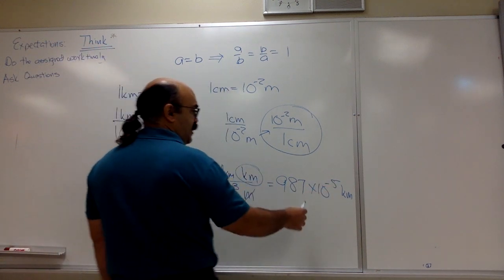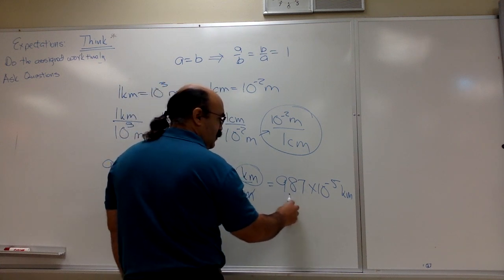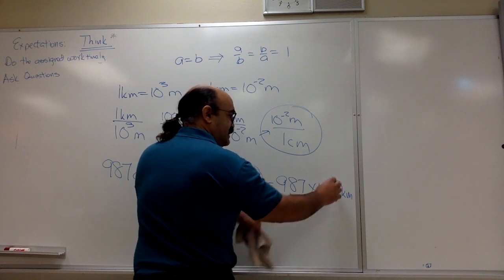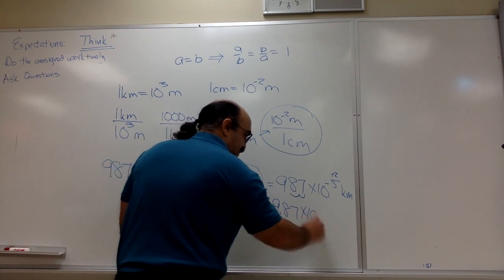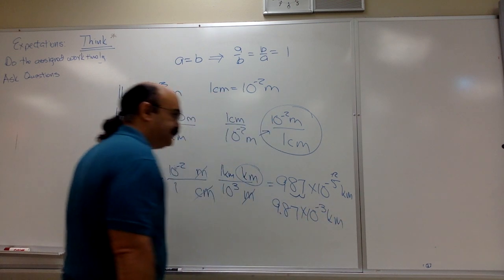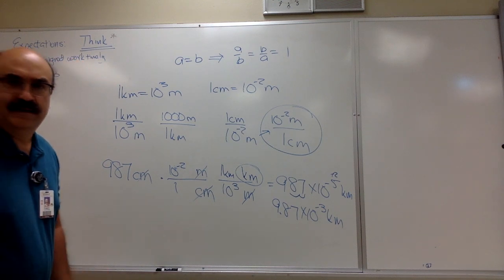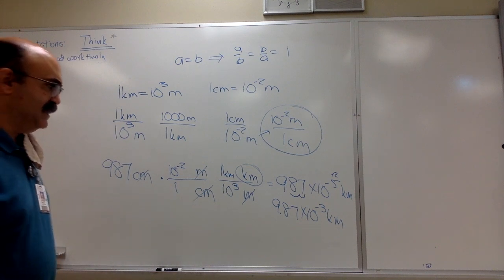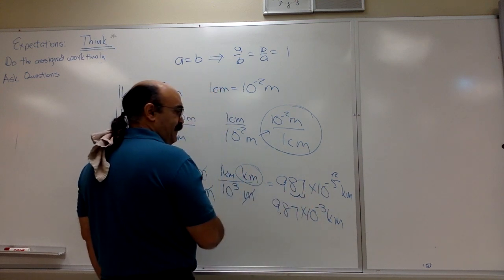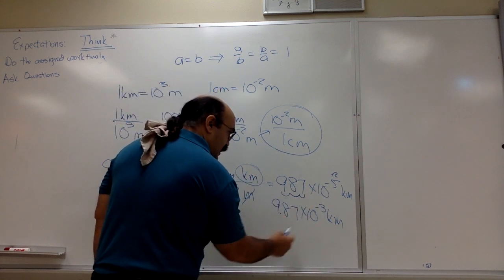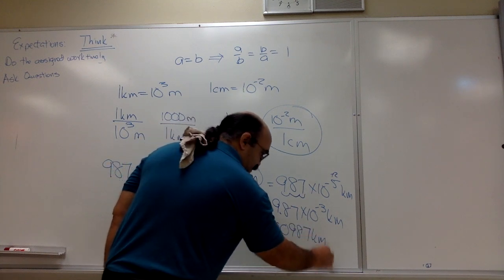What do I have to do now? To write this in correct scientific notation, I would move this over 2 places. If I move it over 2 places, that means I'd add 2 to that. And this becomes 9.87 times 10 to the negative 3 kilometers. If I simply wanted to write it as a number, not in scientific notation, this says I have to move that decimal point over 5 places. So I go over here, and so I would end up as 0.00987 kilometers.